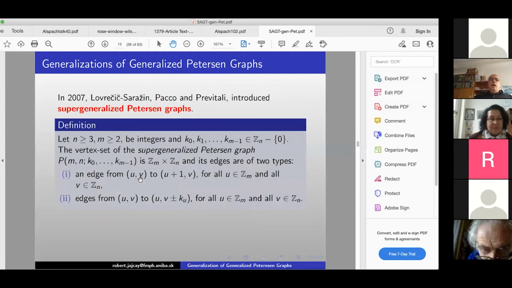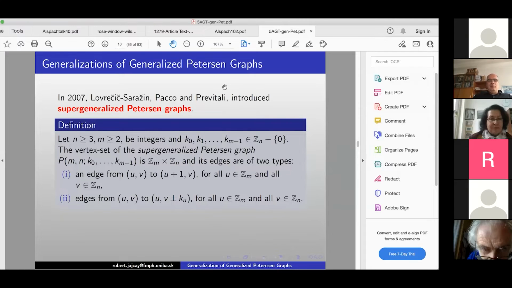Another example of this kind of approach is due to Lovrečič Saraži, Pacco, and Previtali, who introduced the super generalized Petersen graphs. In this area, when you come up with a new family, the very first thing is you have to come up with a name, and it's kind of complicated.